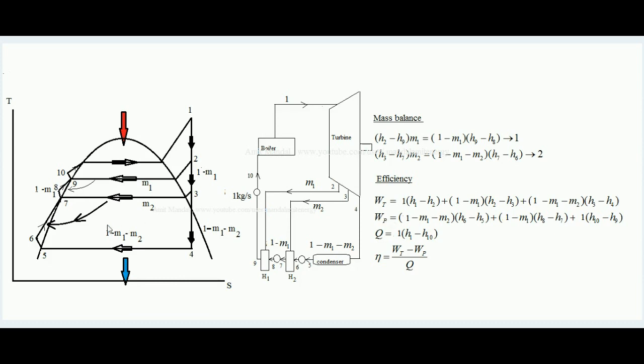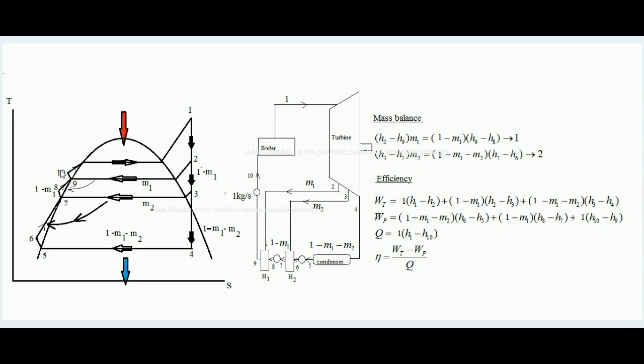Now what is the total pump work? See, 1 minus m1 minus m2 liquid water is handled between 6 and 5 with the help of a pump. So (1 minus m1 minus m2) into (h6 minus h5) is the pump work between 6 and 5. And between point 8 and 7, the total water handled is 1 minus m1 kg per second. So (1 minus m1) into (h8 minus h7). Now this third pump is taking 1 kg of water, so (h10 minus h9) into 1 is the pump work between 10 and 9. So total pump work would be this: (1 minus m1 minus m2) into (h6 minus h5) plus (1 minus m1) into (h8 minus h7) plus 1 into (h10 minus h9).